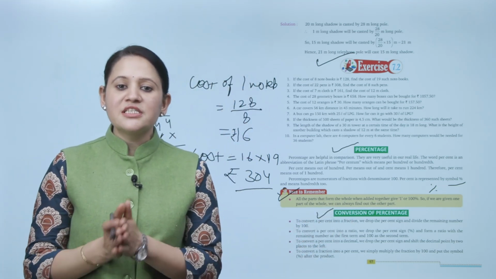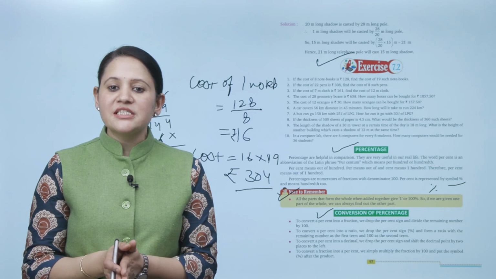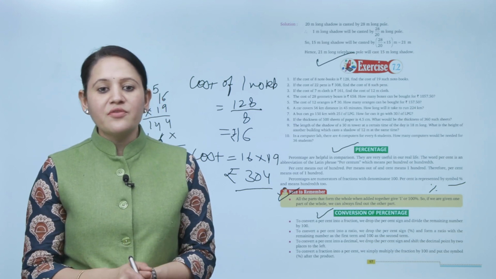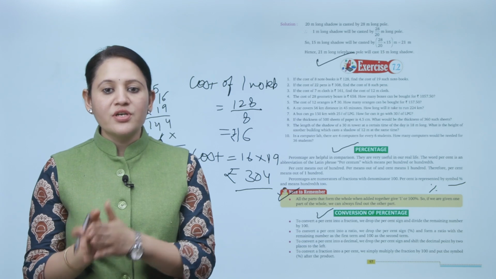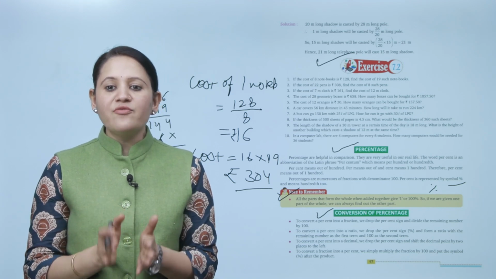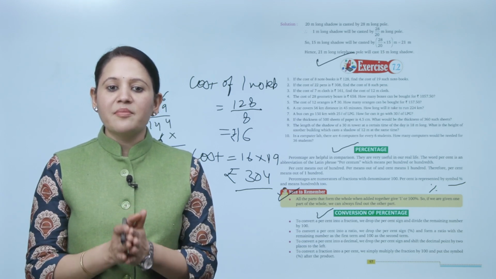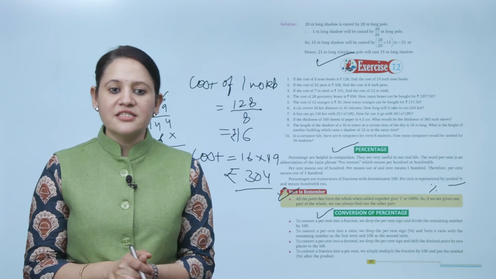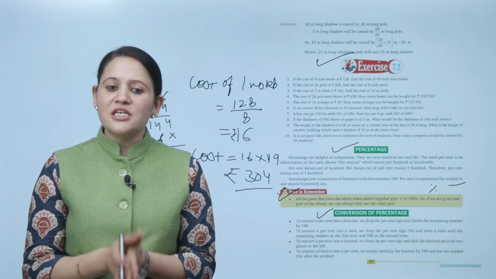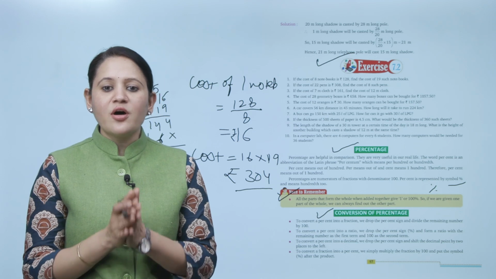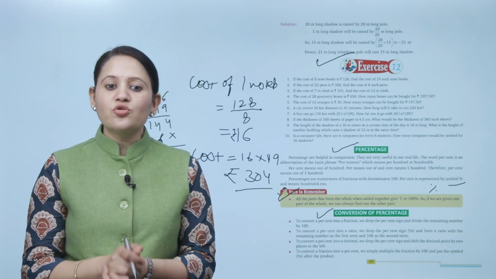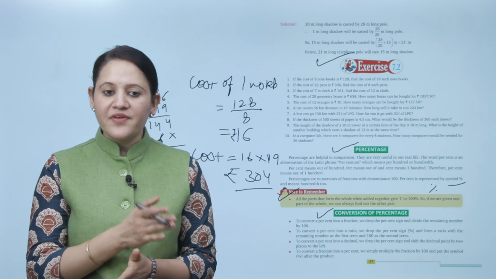To convert percentage into fraction, we drop the percentage sign and divide the remaining number by 100. To convert a percent into a ratio, we drop the percentage sign and form the ratio with the remaining number as the first term and 100 as the second term. To convert the percent into decimal, we drop the percentage sign and shift the decimal point by 2 places to the left, because we are dividing by 100.